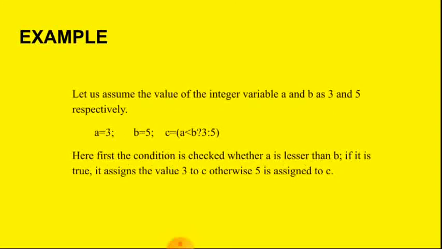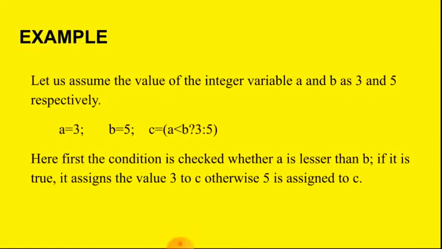Example, let us assume the value of the integer variable a and b as 3 and 5 respectively. A equal to 3, b equal to 5, c equal to a lesser than b question mark. Here the first condition is checked whether a is lesser than b. If it is true, it assigns the value 3 to c, otherwise 5 is assigned to c.